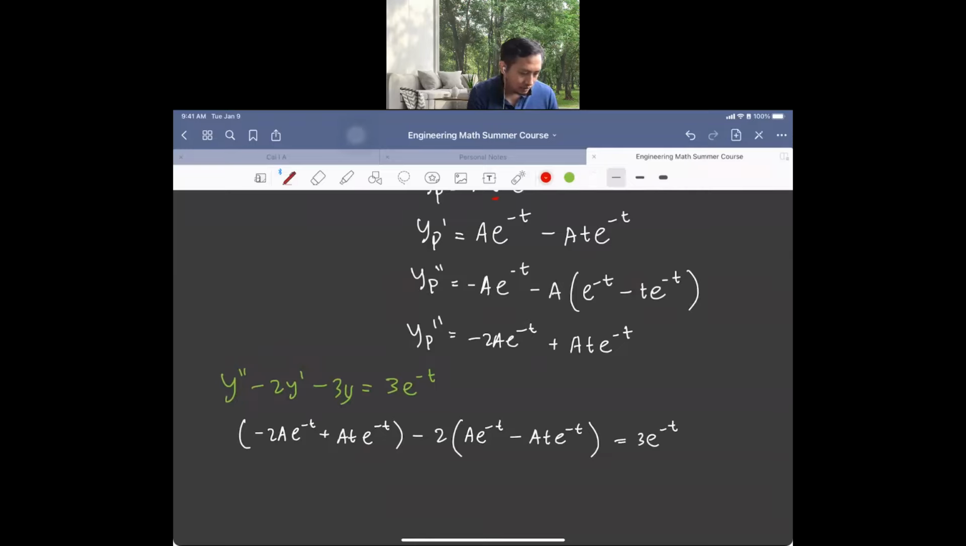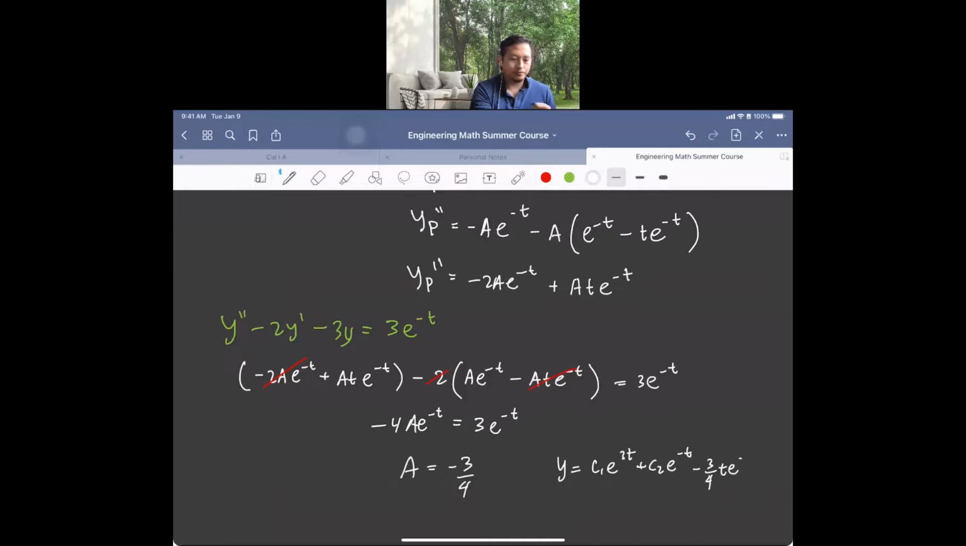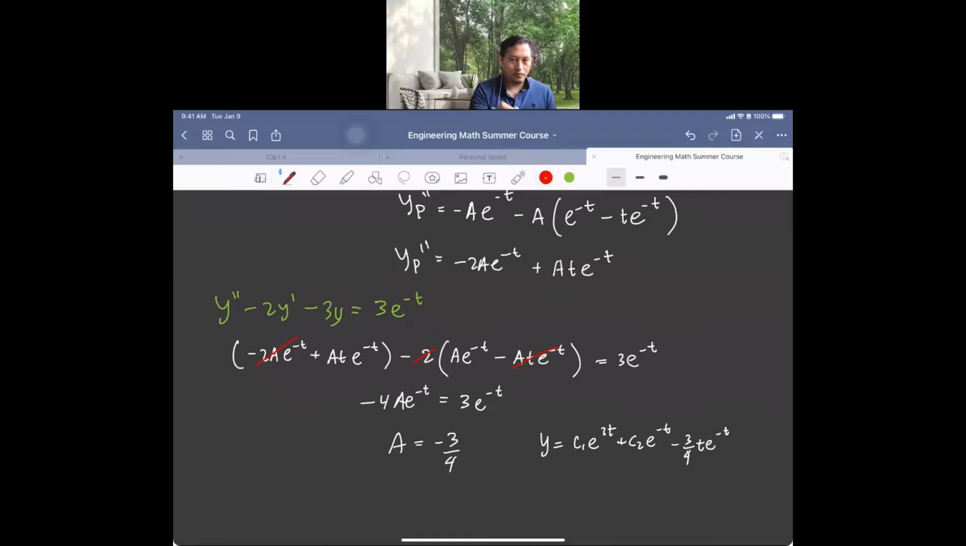Okay, I think we can take this, cancelled, right? So we have negative 4a e^(-t) equals 3e^(-t). So a will be negative 3 over 4. So the general solution will be y = c1 e^(3t) + c2 e^(-t) - (3/4) t e^(-t).